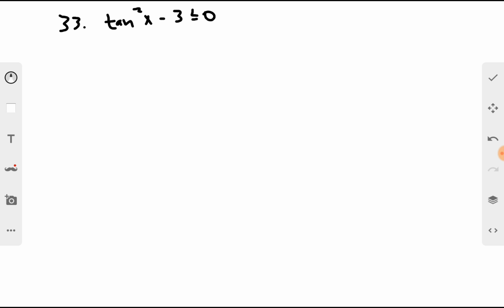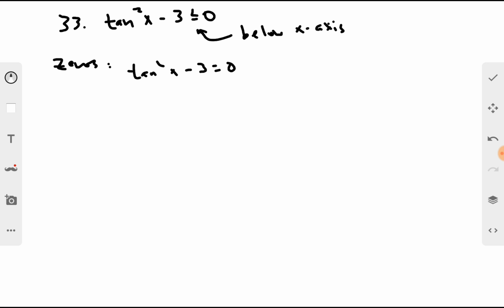what's going on. So we've got the inequality tangent squared x minus 3 is less than 0. Okay, so we've already got everything on one side, and we can see that we're less than 0, and we know that that means that we're looking for where this graph is below the x-axis. Okay, so that's what less than 0 means. We also know that that means that we have to find where it hits the x-axis. All right, so we have zeros when tangent squared x minus 3 equals 0.